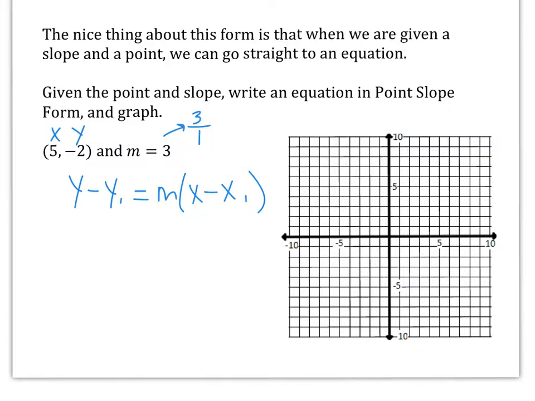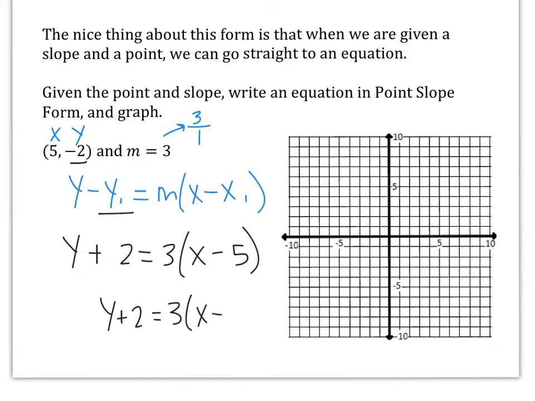So I'm going to plug in negative 2 in for y1. So y minus negative 2. Now, I see two negatives in a row, so that tells me I need to change that. That actually changes to a positive 2, right? Because we're just plugging in the value that we're given, and it already has a subtraction sign in the form, so two negatives together make a positive. Equals m, which is 3, times x minus, and then here I'm just plugging in 5. So this is my formula. y plus 2 equals 3 times the quantity, x minus 5.